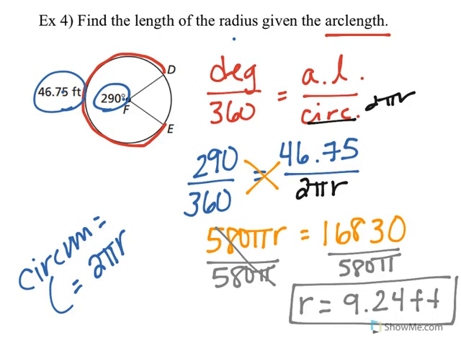So, they're giving you the arc length. Even though you're not solving for it, you're still using that same formula. You're going to plug in for the circumference, 2 pi r. We're solving for r. Cross multiply and get that alone.